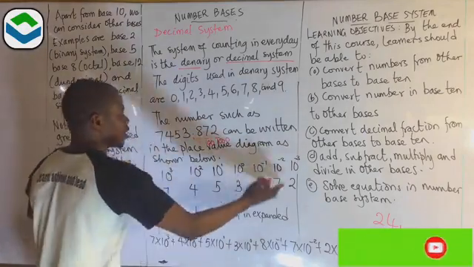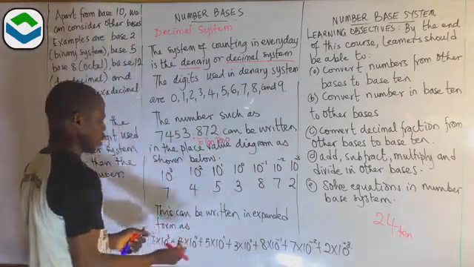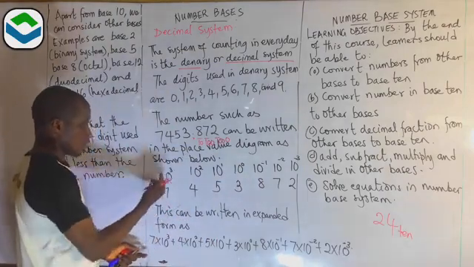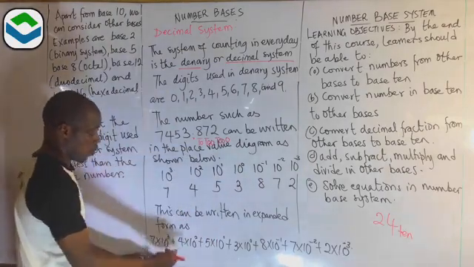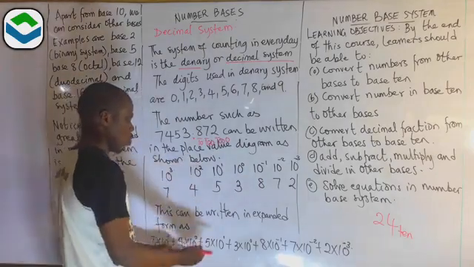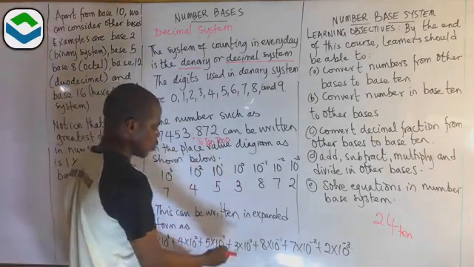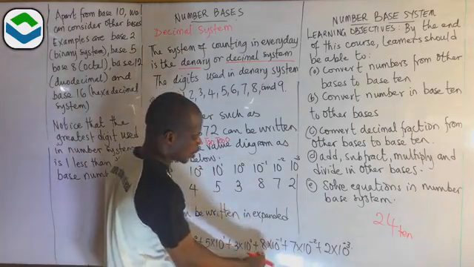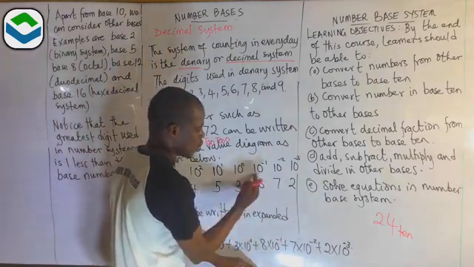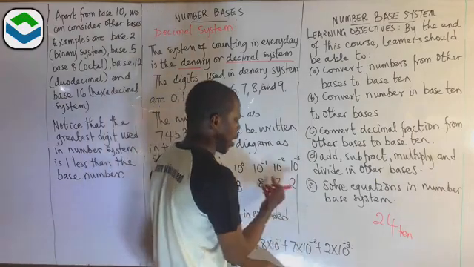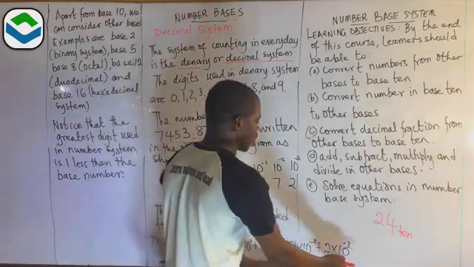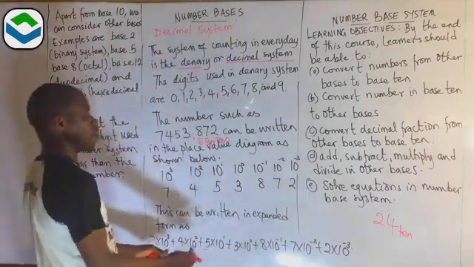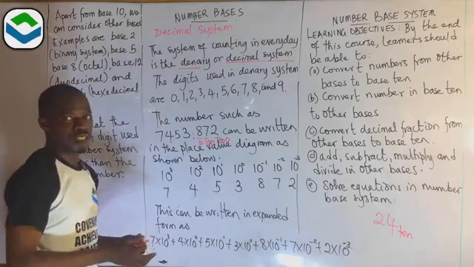Now, we can write this in expanded form, and that is how we have written it here: 7 times 10 raised to the power 3, plus 4 times 10 raised to the power 2, plus 5 times 10 raised to the power 1, plus 3 times 10 raised to the power 0. Then from here you can see 8 times 10 raised to the power minus 1, 7 times 10 raised to the power minus 2, and 2 times 10 raised to the power minus 3. Now that explains the concept of number base in denary, that is, in base 10.